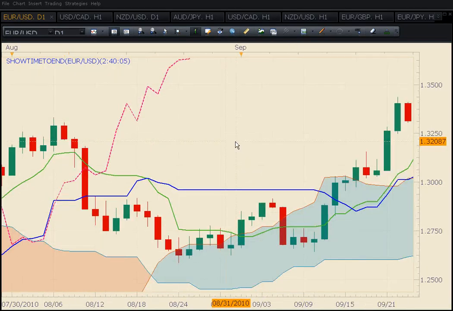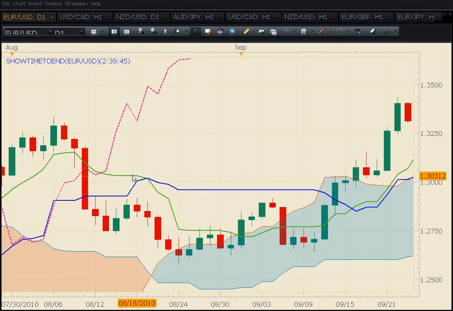Okay, the one we're going to get in today is called your TK Cross, which is your Tenkan-sen and your Kijun-sen. Your Tenkan-sen, which is this green line, and your Kijun-sen, which is this blue line. If you don't know these lines and the Kumo, you need to go back to the video that I made earlier talking about the components of the Ichimoku.